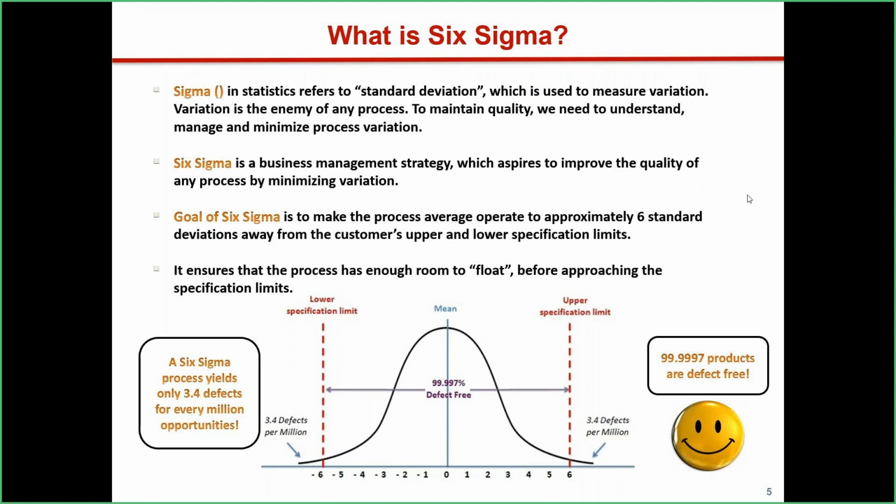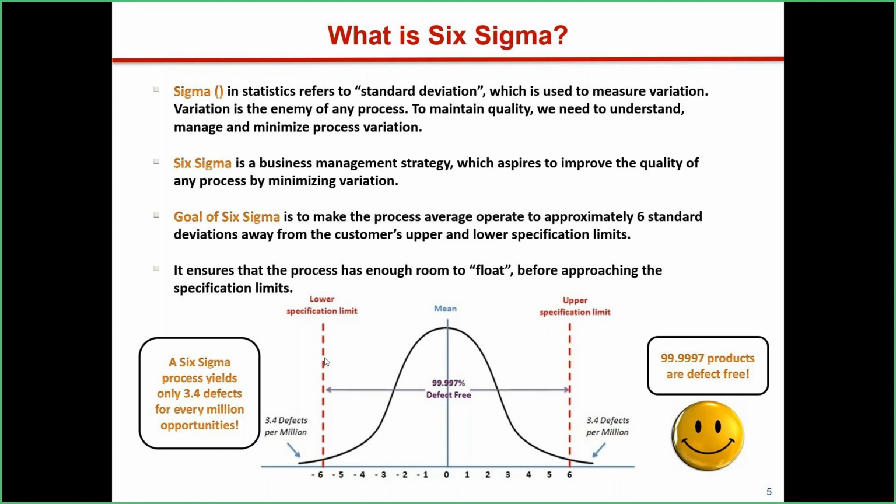Six Sigma is a business management strategy which aspires to improve the quality of any process by minimizing variation. The goal of Six Sigma is to make sure the process average operates approximately 6 standard deviations away from the customer upper and lower limit specification. This helps to ensure that the process has enough room to float before approaching the specification limits.